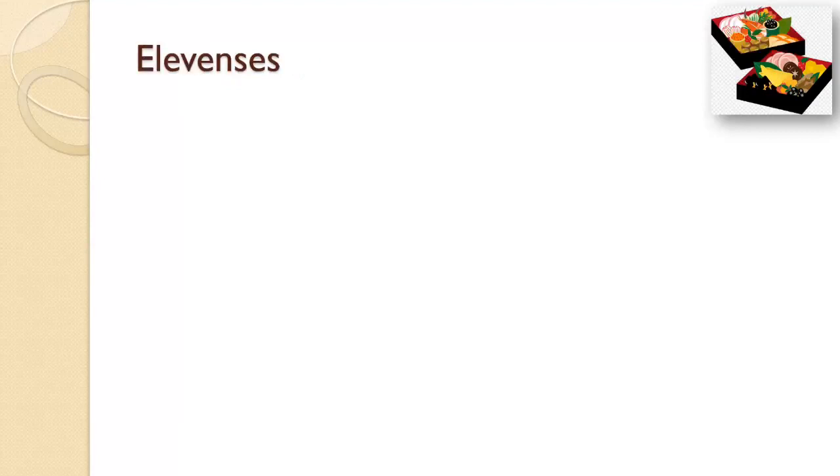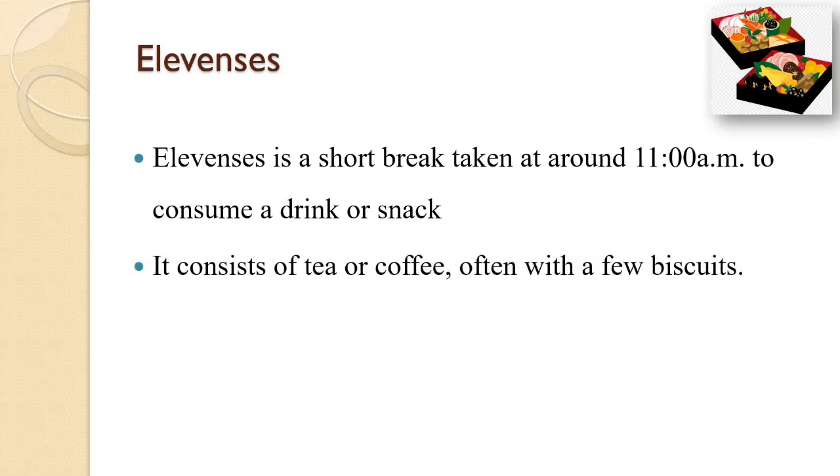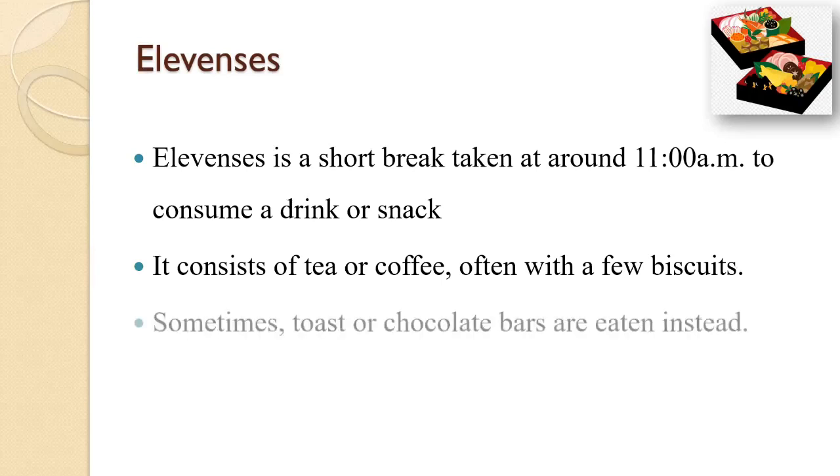Next meal of the day is Elevenses. Elevenses is a short break taken at around 11 a.m. to consume a drink or a snack. It consists of tea or coffee, often with a few biscuits. Sometimes toast or chocolate bars are also eaten.